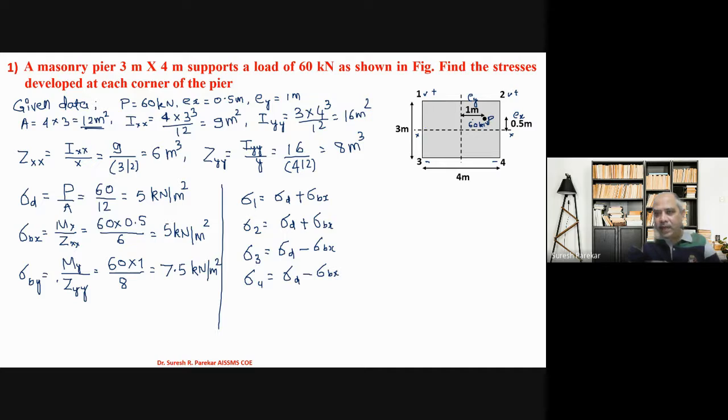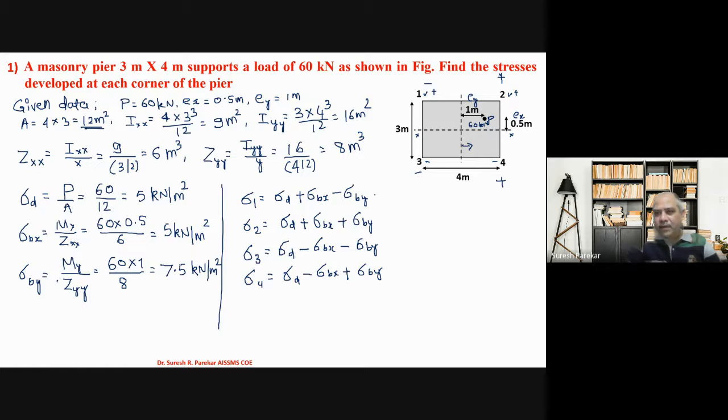Now why we have 1 meter on this side, so we have sigma by plus on this side, sigma by plus on this side, minus here, minus here. So we have 1 minus sigma by, then 2 plus sigma by, 3 we have minus sigma by, and 4 we have plus sigma by.